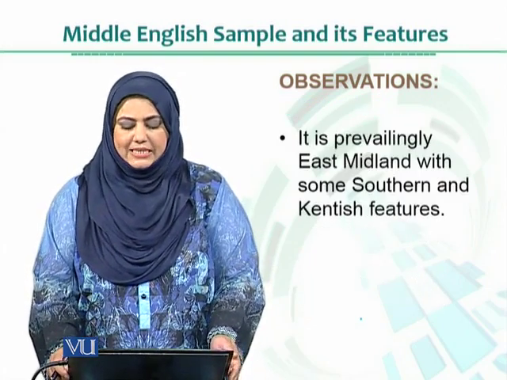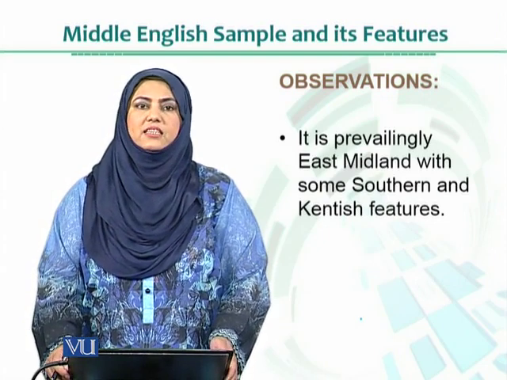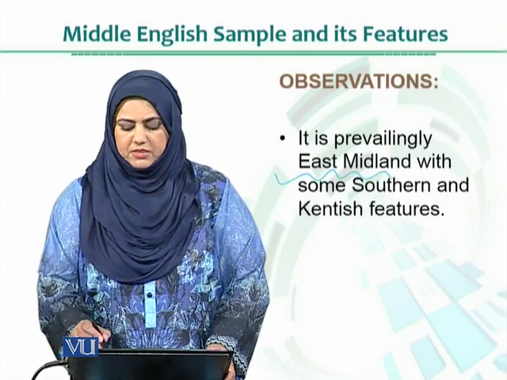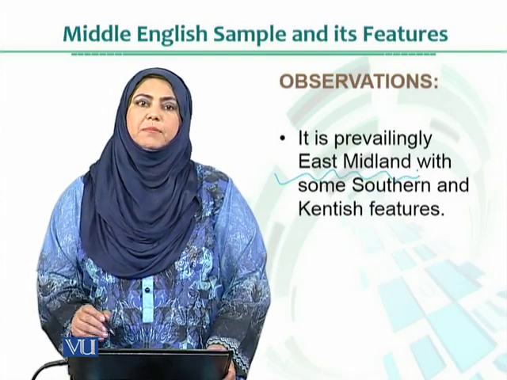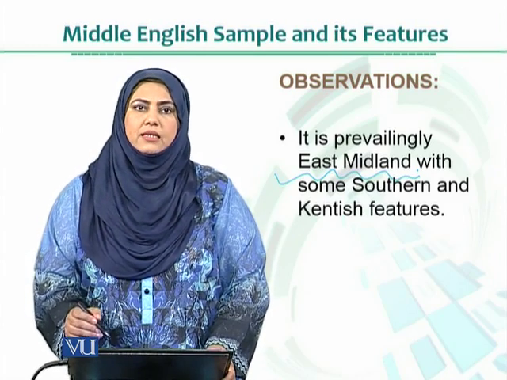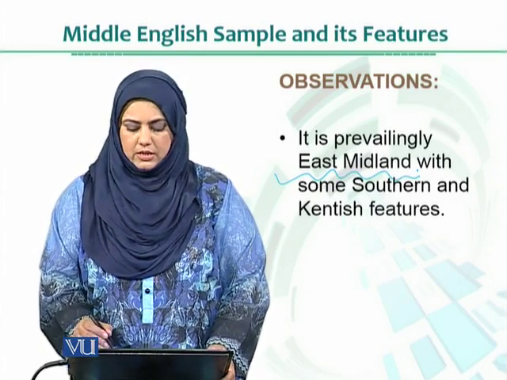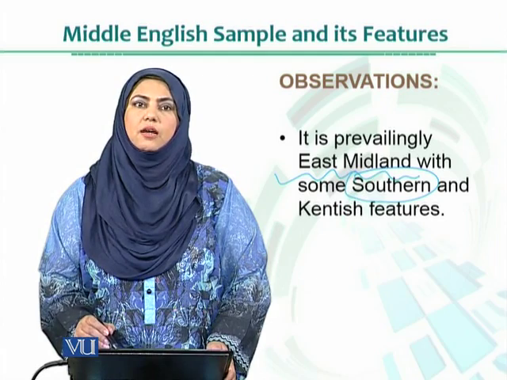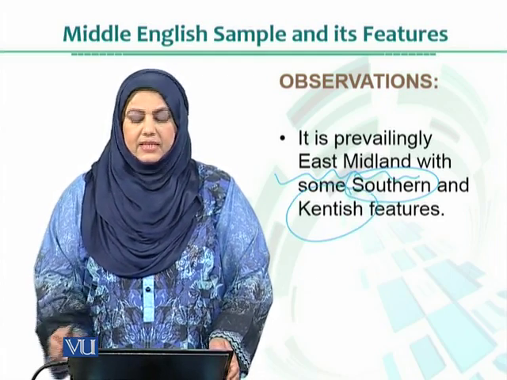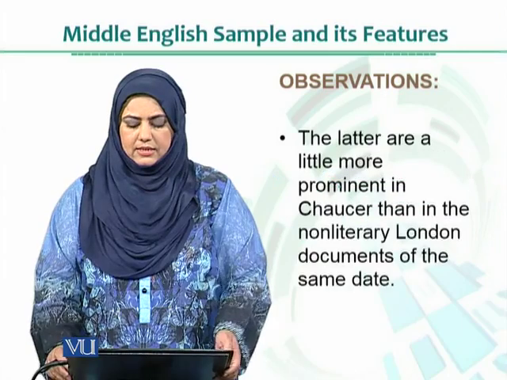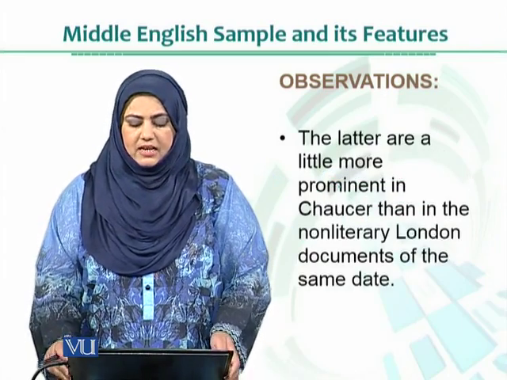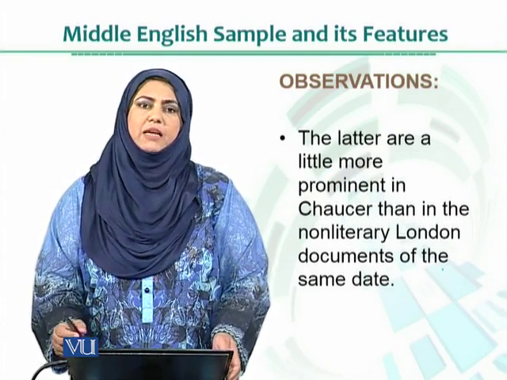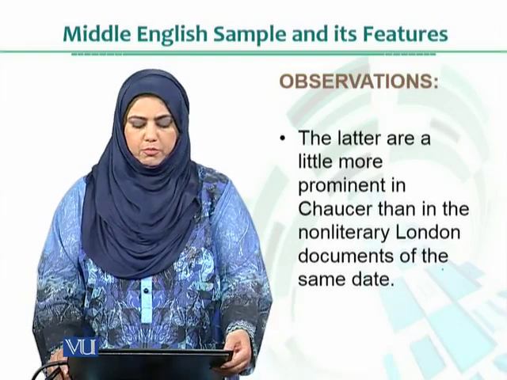It is prevailing in East Midland with some southern and Kentish features. So what I want to say is two things. A, Chaucer's language is mainly the dialect of East Midland that became the language of London, thus became the standard language later on. However, it has some influence of other dialects, the southern dialects, as well as the Kentish features found in this language. The latter are a little more prominent in Chaucer than in the non-literary London documents of the same times because, of course, this was literature, so they are found more.